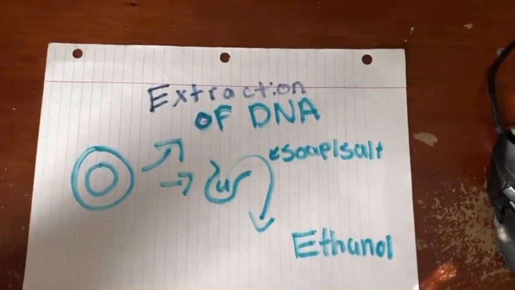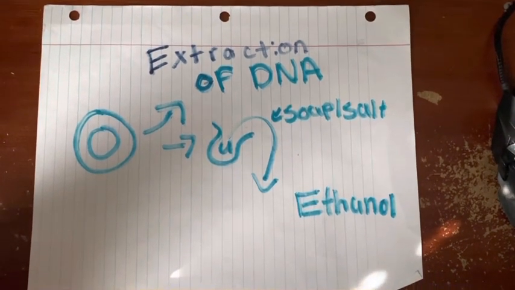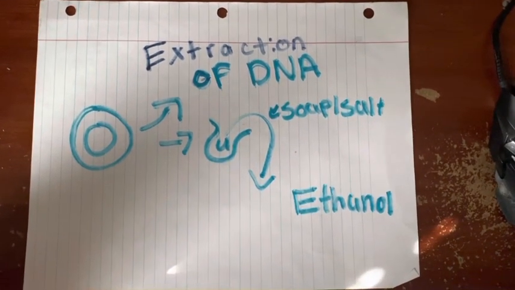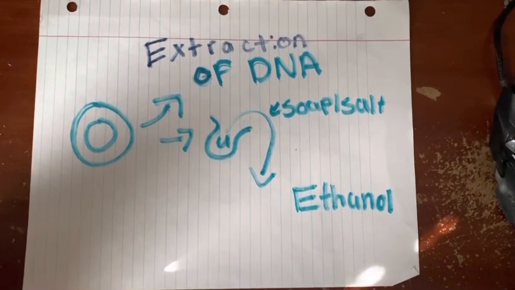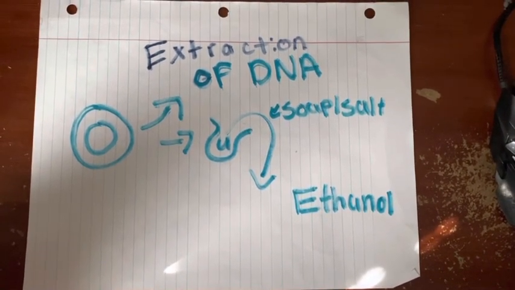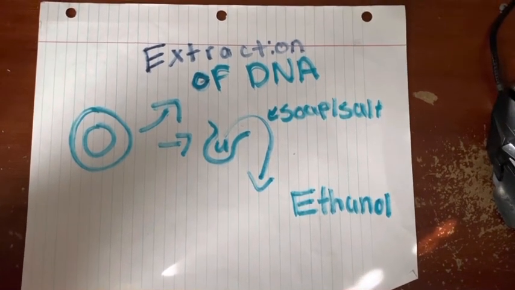So this is extraction of DNA. So basically, that is a lipid. We went into the lipid, we used soap and salt to break the cell membrane. And then in order to actually extract the DNA from the cell membrane, we had to use ethanol to extract the DNA from the cell membrane.